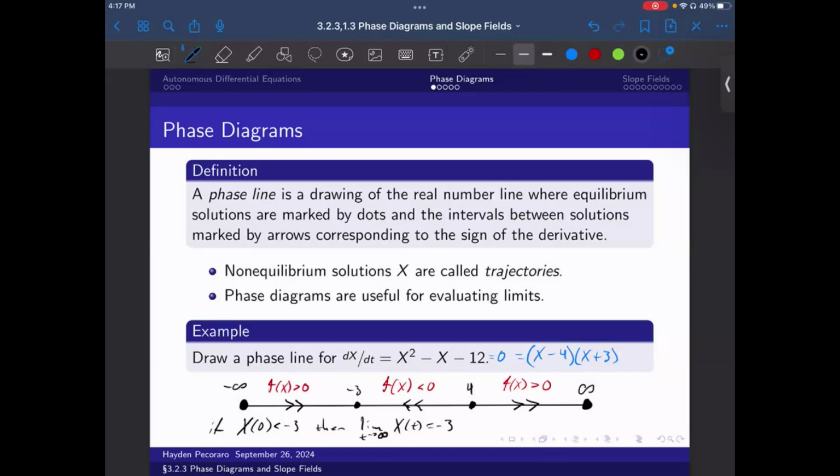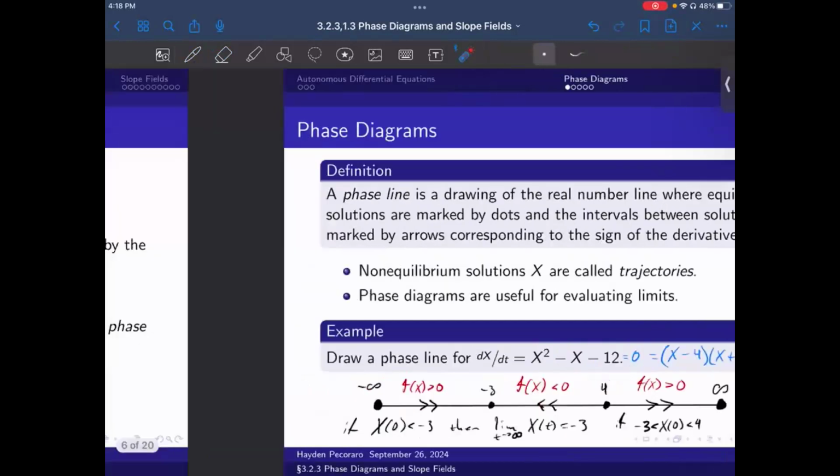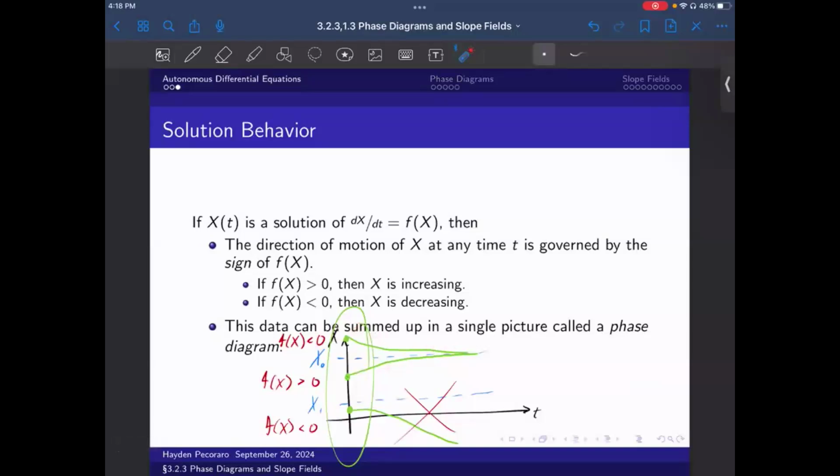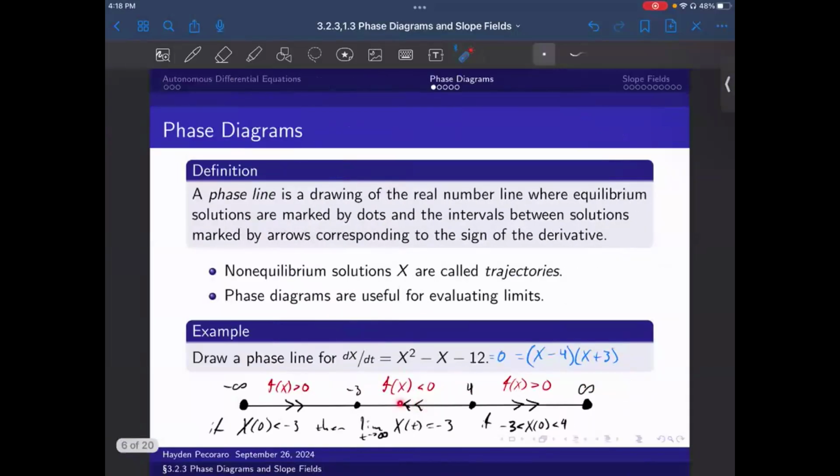Similarly, if my initial condition is greater than -3 and less than +4, then I also get a point over here, and that's going to try and drift over this way according to those arrows, right? They're telling me the derivative is negative, so the solution curves drift in a particular direction, this way, back towards -3.